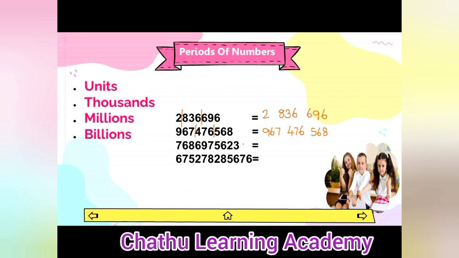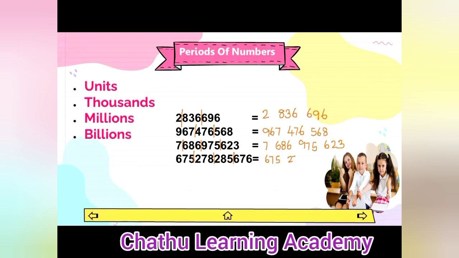Here, from right side, we can separate this number as 3 digits in one group like this. Then 7 space 686, 975 and 623. Last one, from here, here and here.